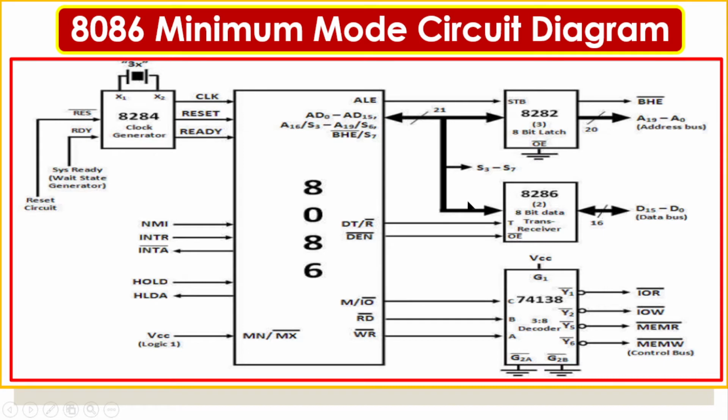So we can consider both as input and output. This is mainly used to allow data from the processor to the external device and from the external device to the processor. Based on this, there are data enable and data transmit/receive (DT/R). If the signal is 1, it will allow the signal to pass from the microprocessor to the external device. If the DT/R pin is 0, it will allow data from the external device to the microprocessor through this path.